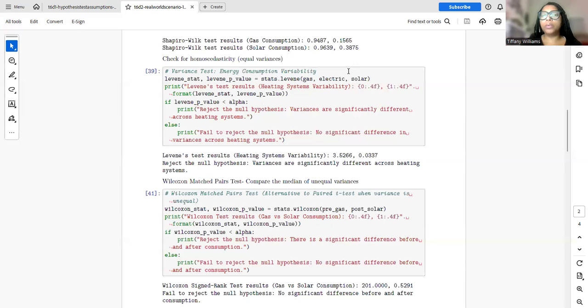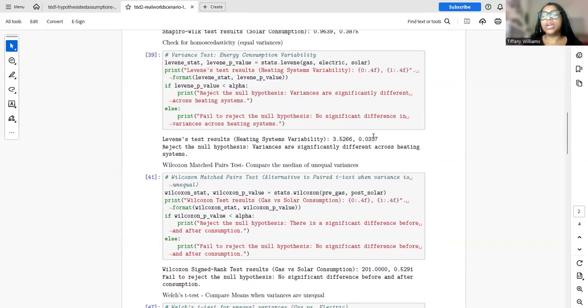Next, we'll check for homoscedasticity, or equal variances. That's another common assumption. So we use the Levene test to test for equal variances. Here we see that the p-value is less than 0.05. So we must reject the null hypothesis that the variances are equal. They are actually shown to be significantly different across the heating systems. And that matters because that will affect the type of hypothesis test that we run next.